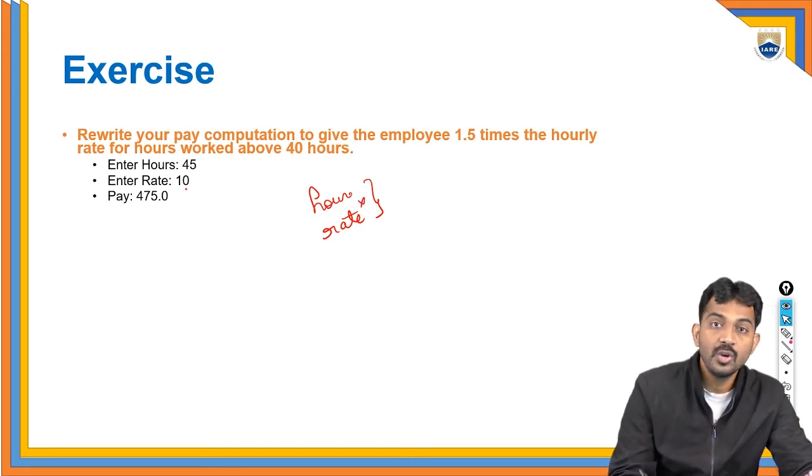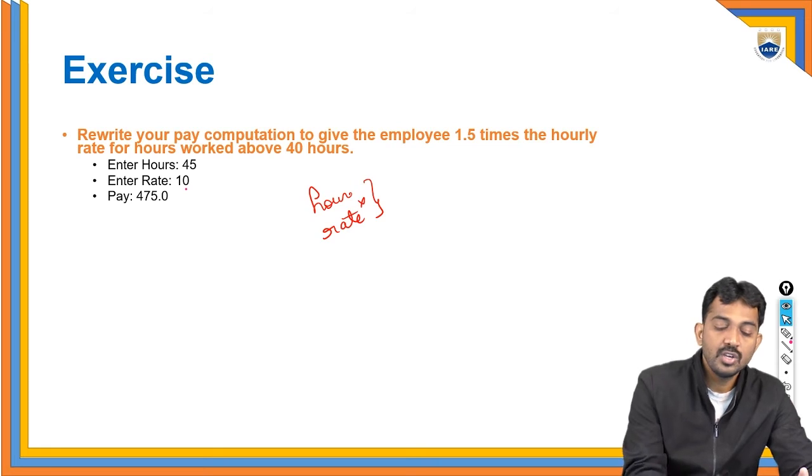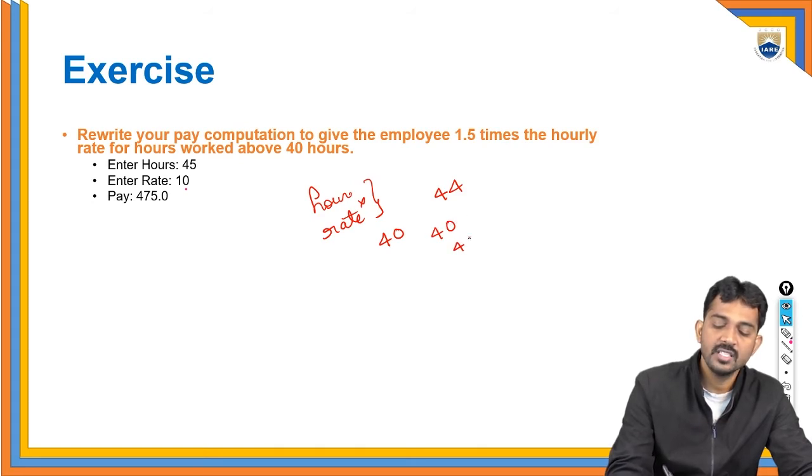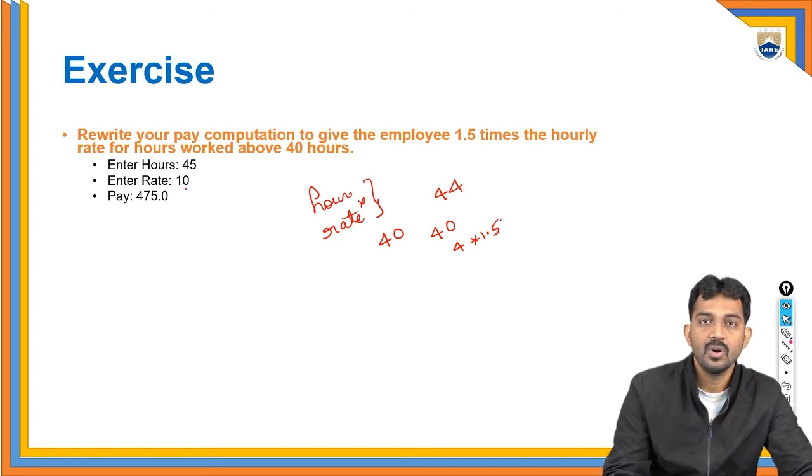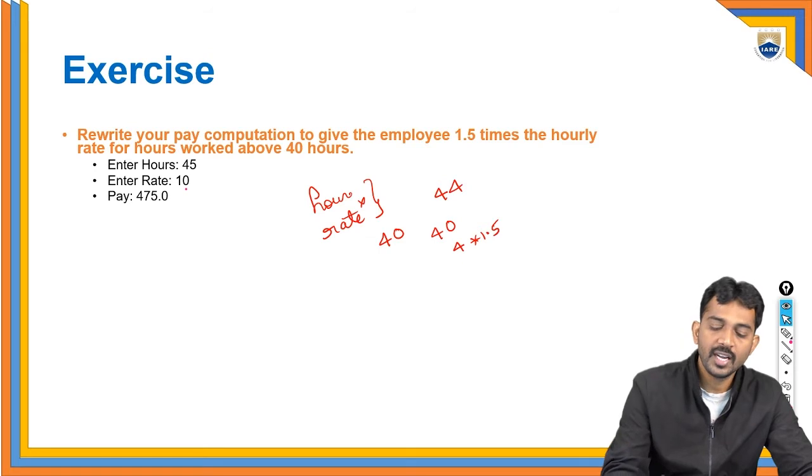But here, you have one more condition. So, rewrite the computation program. Whatever program you wrote already, you need to rewrite it. What is the condition? The hourly rate changes for the hours worked above 40 hours. If you work more than 40 hours, suppose 44 is your input, the rate for the first 40 hours is the same as it is. For the remaining 4 hours, the rate is 1.5 times. You need to calculate like this.